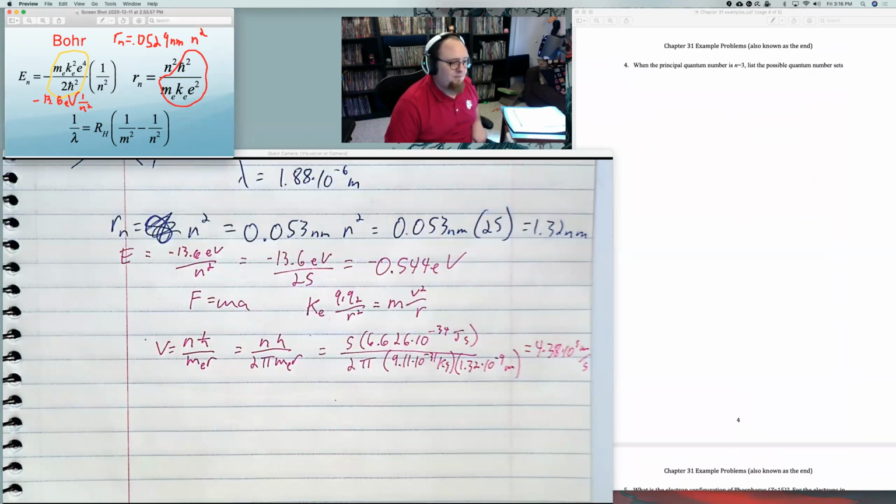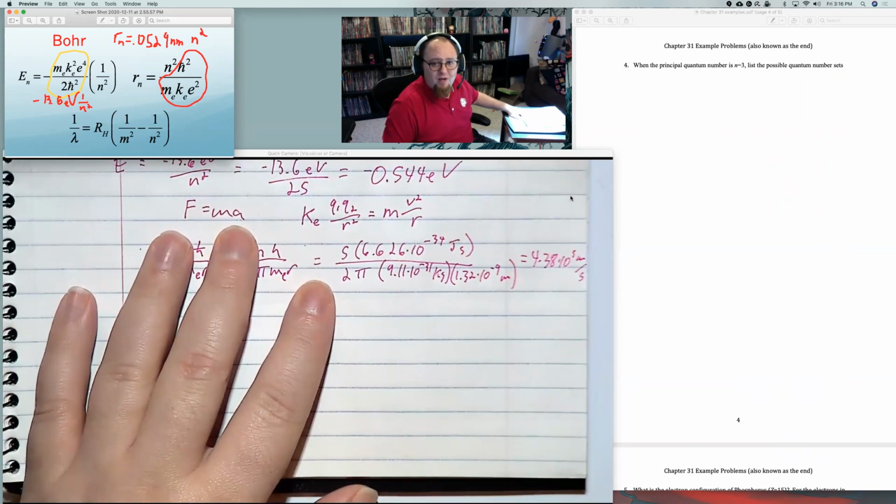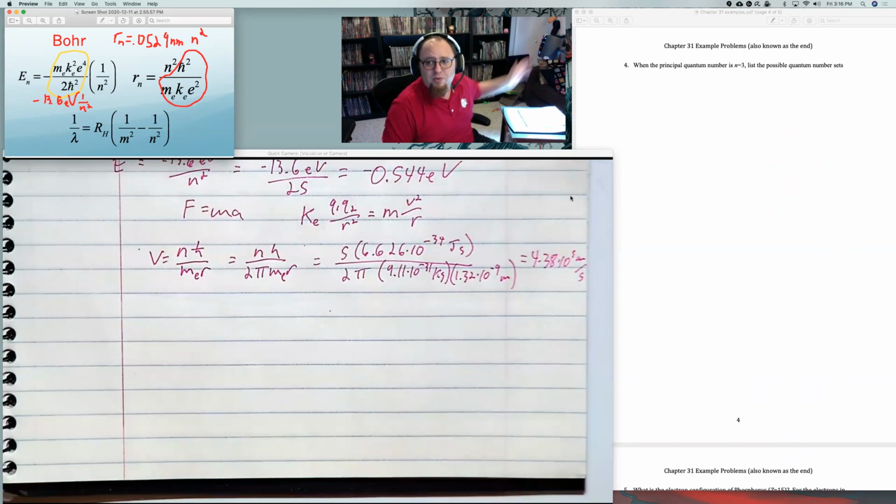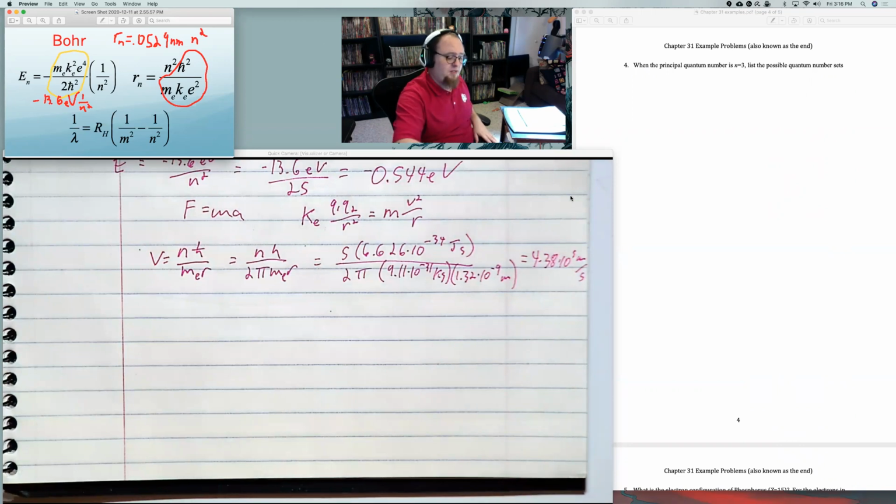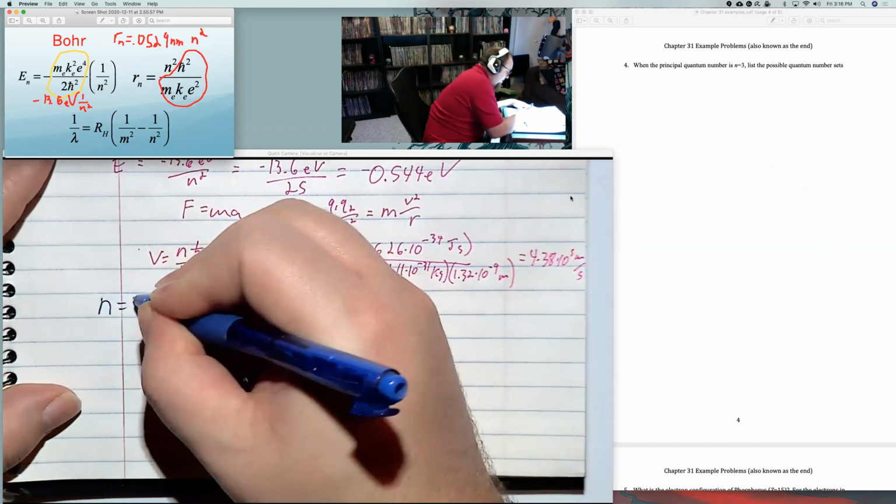Next was actually simpler but more annoying at the same time. I'm actually going to do all 5 today because they're quick. On the exam, I might also ask something with quantum states. And so this practice problem says, when the principal quantum number is n equals 3, what are our quantum states? So we're saying n equals 3.